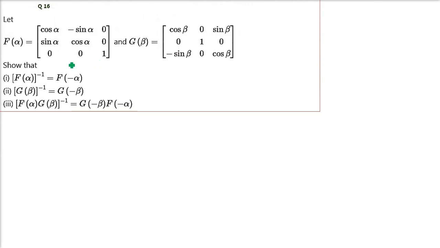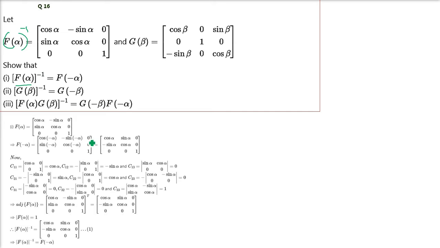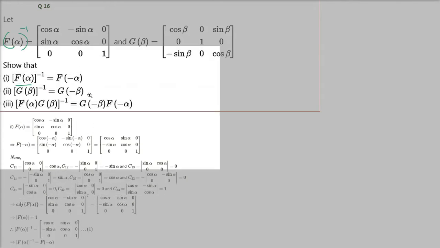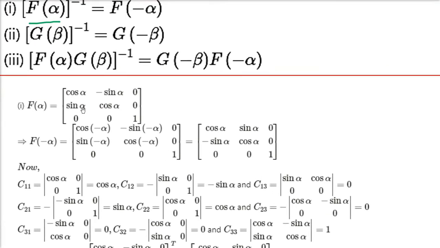Now this question is exactly similar to what we have done just now. F alpha, G beta, there is nothing different. They are just like matrix A and B. So F alpha inverse is basically, if you just assume it to be A, you have to find out A inverse. And that is going to be equal to F minus alpha. Minus alpha means in place of alpha, you just have to replace it with negative alpha and use the properties of trigonometry or trigonometric identities or relations.